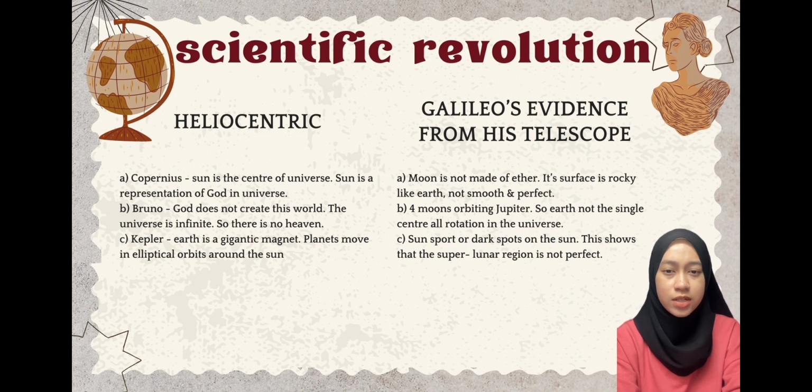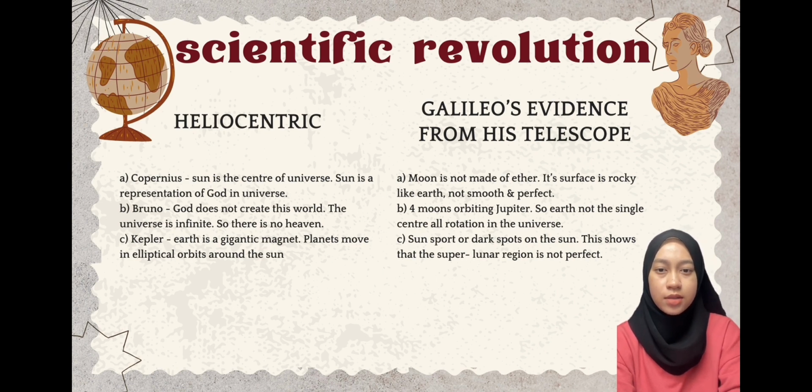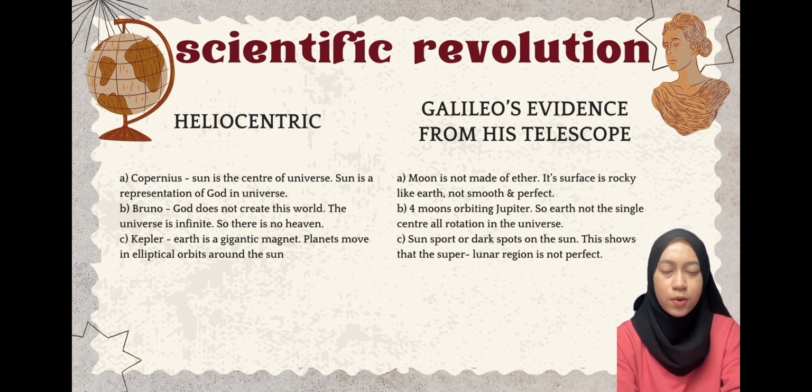In the heliocentric system, the sun is the center of the universe. The earth rotates on its own axis around the sun. Based on Galileo's evidence from his telescope, first, the moon is not made of ether. Its surface is rocky like earth, not smooth and perfect. Secondly, four moons orbit Jupiter, so earth is not the single center of rotation in the universe.